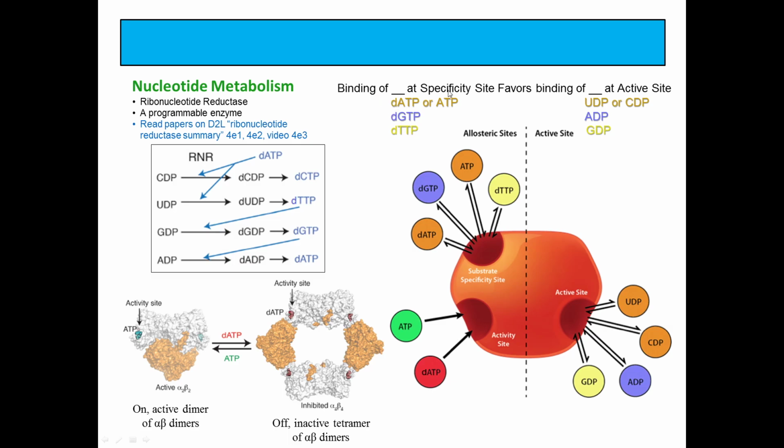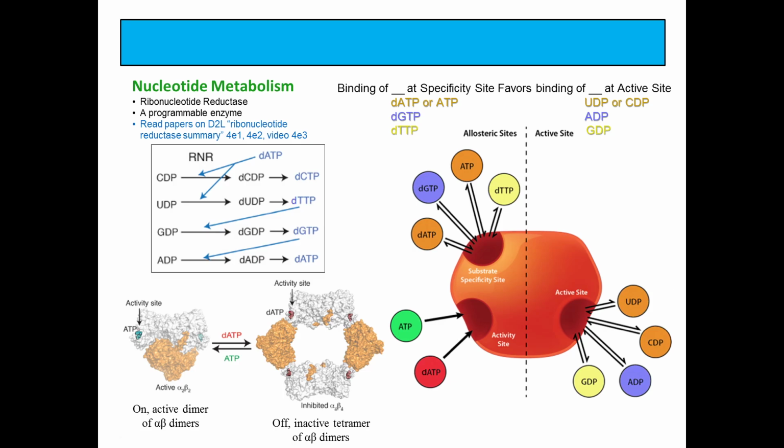Let's do it in text first, just a listing up here at the top. So in the specificity site, I tried to color code everything for you here. If ATP or deoxy ATP, so if any form of A, right, binds, this is the orange one up here, binds in the substrate specificity site, or just the specificity site, then the enzyme is programmed to make pyrimidines, right? So if A's bind here, right, in the orange, it will turn pyrimidines into their deoxy forms. So ATP or dATP will turn UDP into dUDP, or CDP into dCDP, right? It turns the pyrimidines into their deoxy forms, either one.